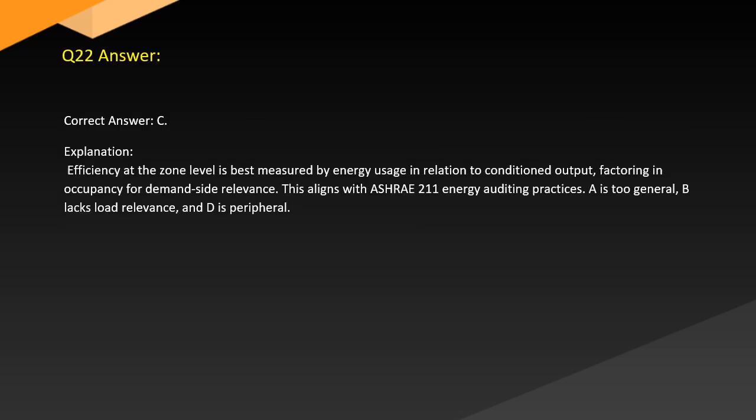Answer. Correct answer: C. Explanation: Efficiency at the zone level is best measured by energy usage in relation to conditioned output, factoring in occupancy for demand-side relevance. This aligns with ASHRAE 211 energy auditing practices. A is too general, B lacks load relevance, and D is peripheral.